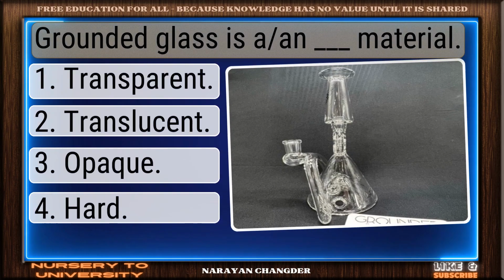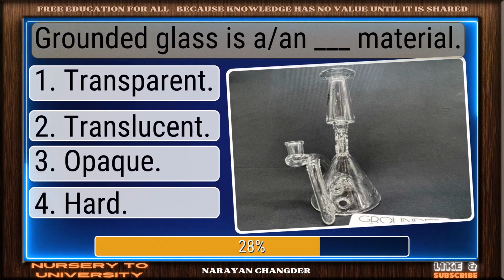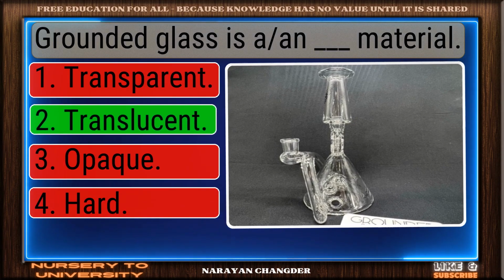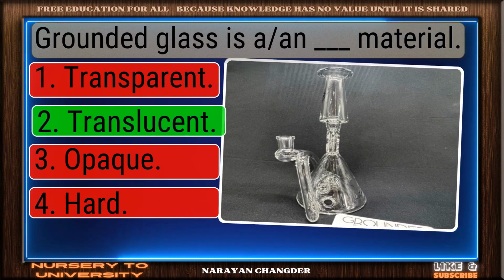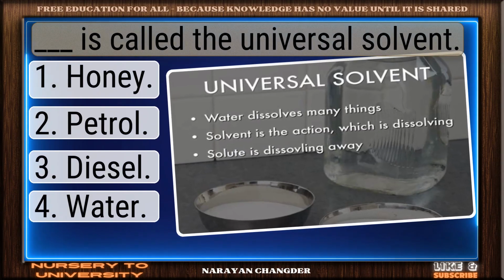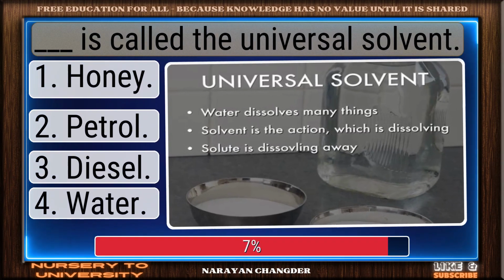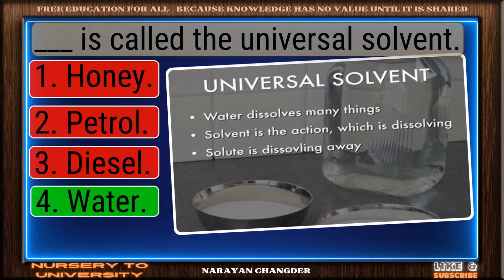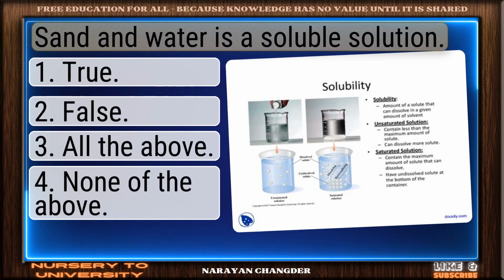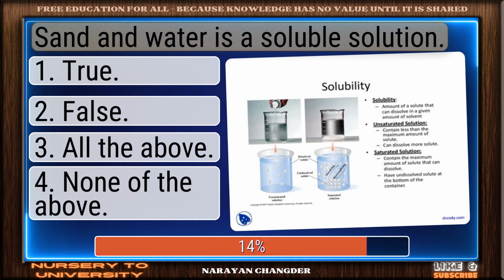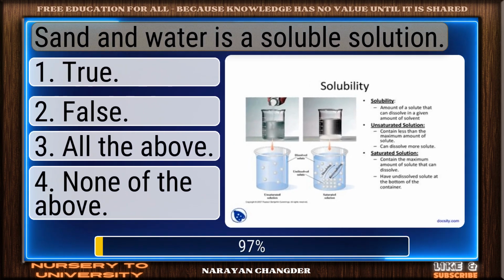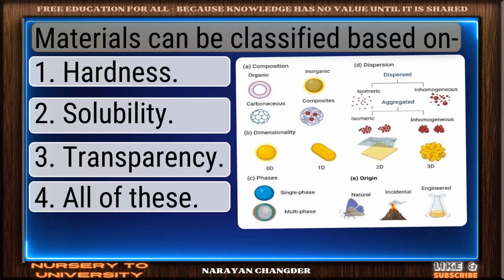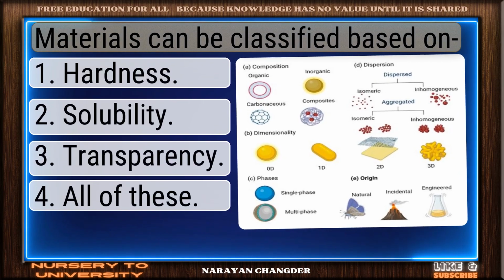Grounded glass is a translucent material. Solid response. Translucent is a valid choice. Dash is called the universal solvent. Right choice. Water is the best answer. Sand and water is a soluble solution. Well done. False is the right choice. Materials can be classified based on.